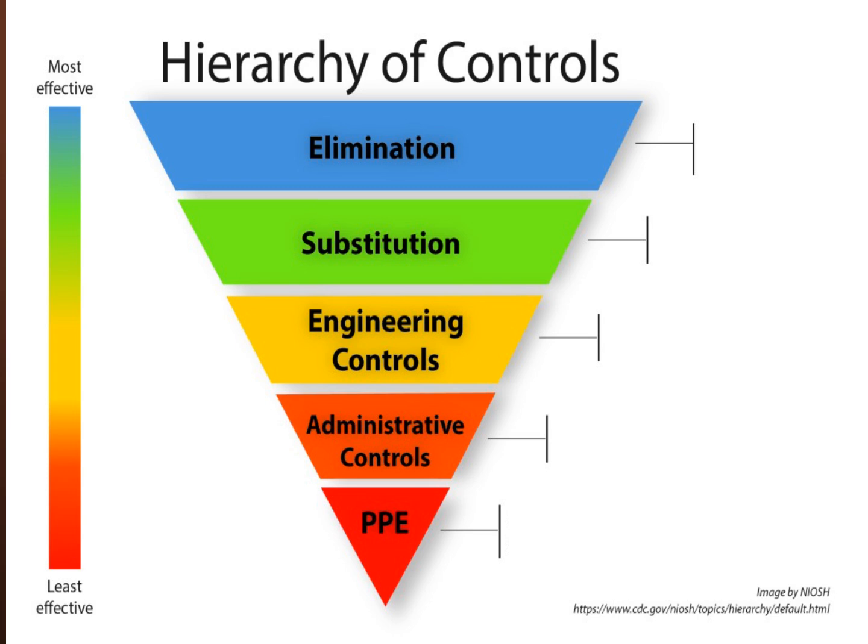The hierarchy of controls is a method of identifying and ranking safeguards to protect workers from hazards. Rank from most effective to least effective. Press on each box to learn more.